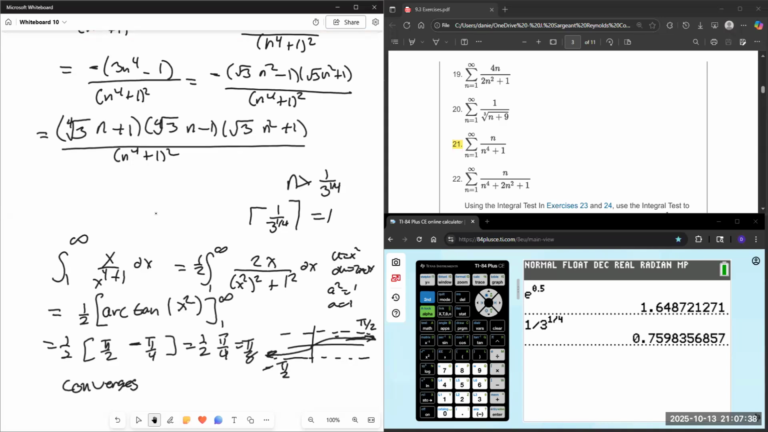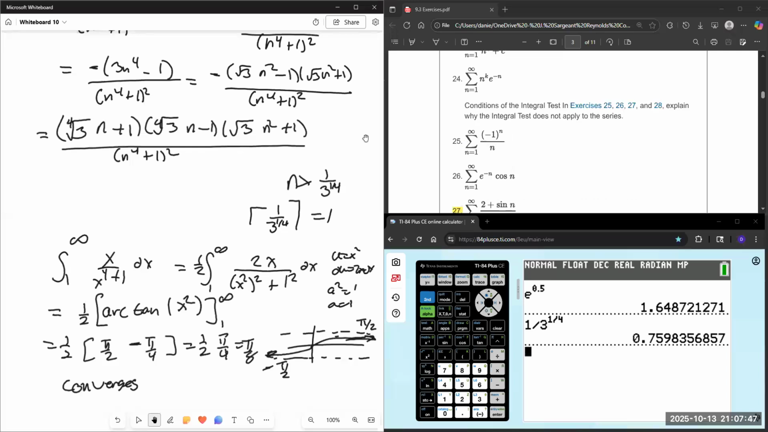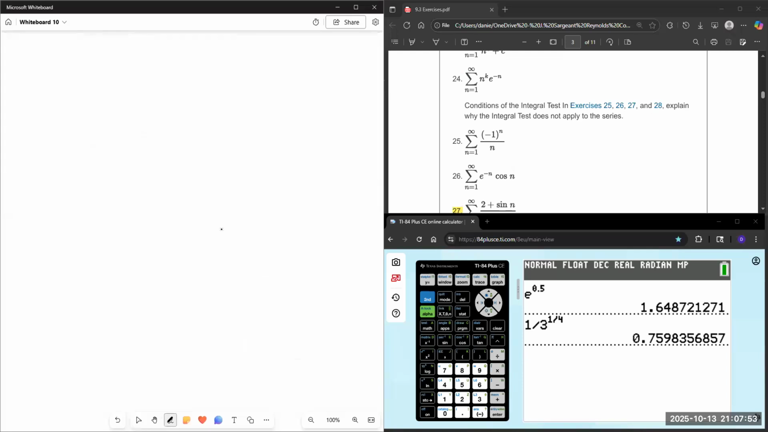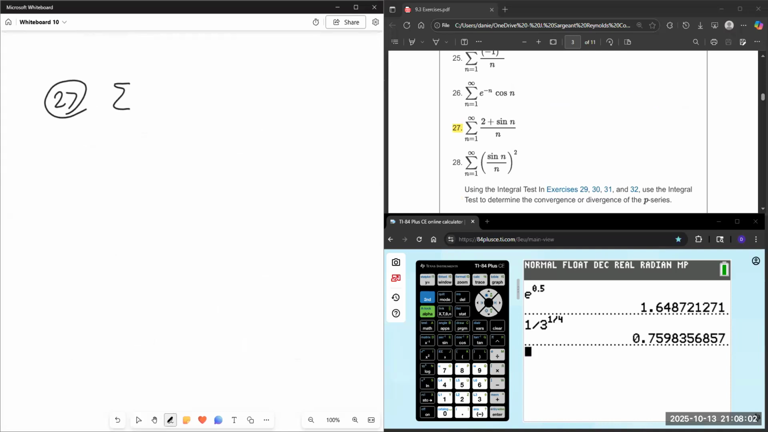Let's go ahead and look at the next problem, which is 27. We're asked to see which conditions for the integral test fail here. So the summation from n equals 1 to infinity of sine n over n squared. Well, this is not going to be always decreasing for some number. This is going to be oscillating.